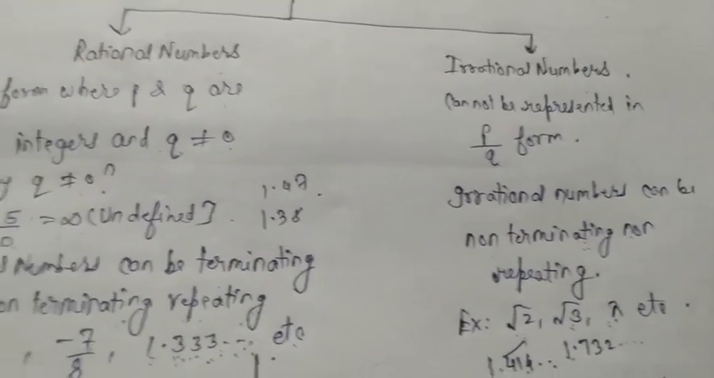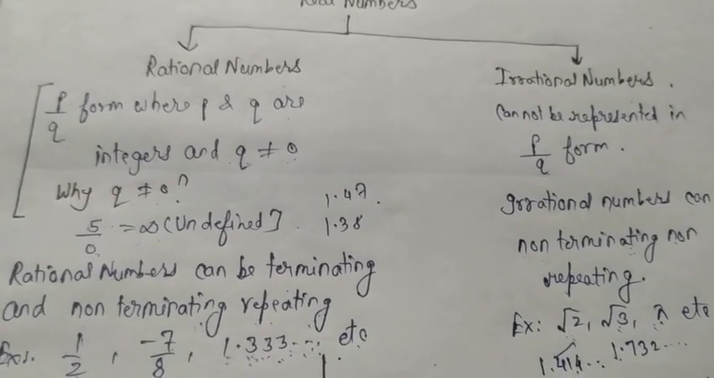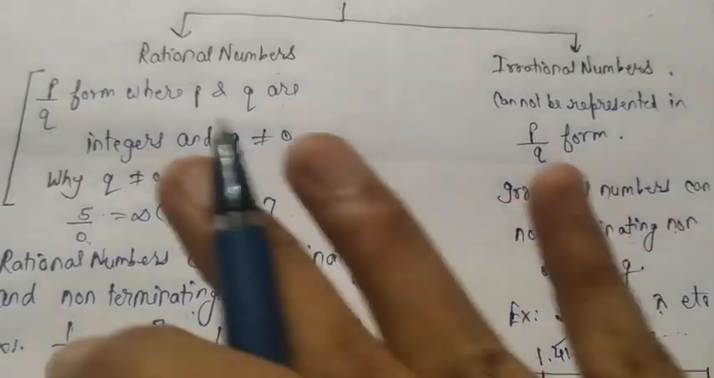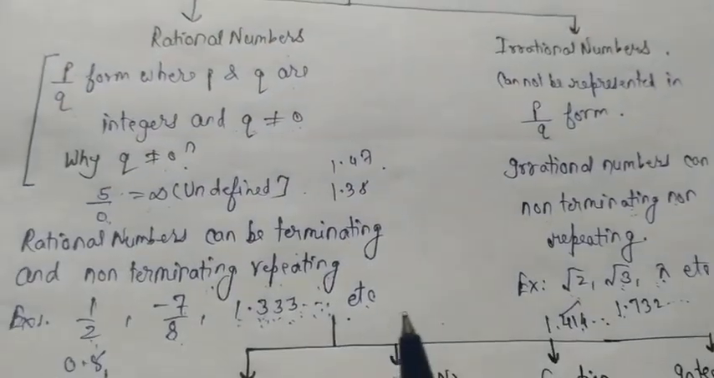Okay, so I think you have recalled the properties of rational and irrational numbers. Now we can divide rational numbers into many parts. Okay, rational numbers.